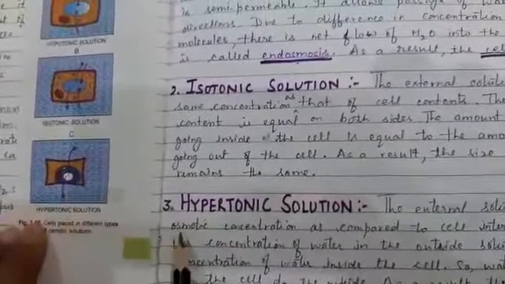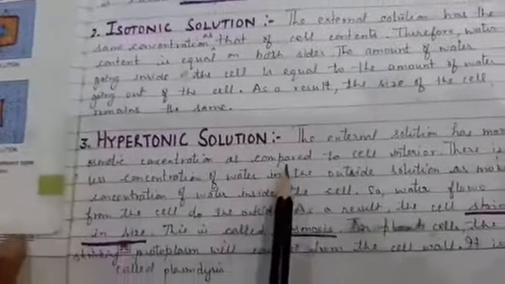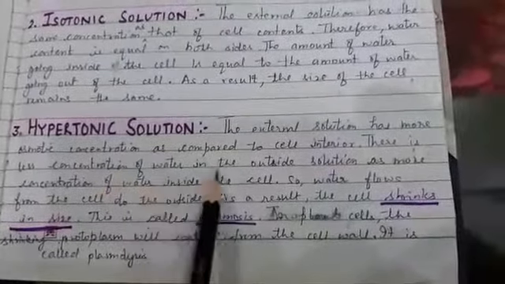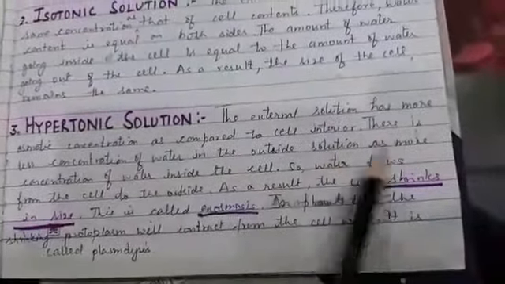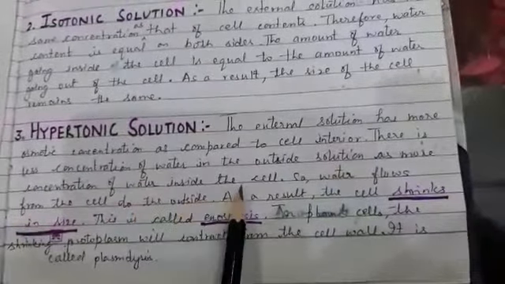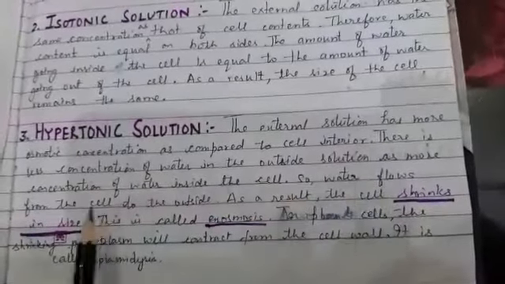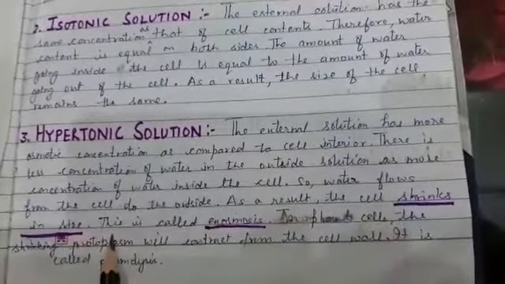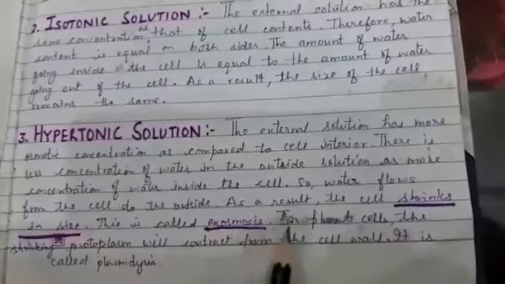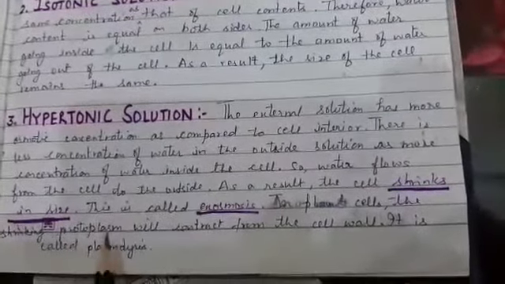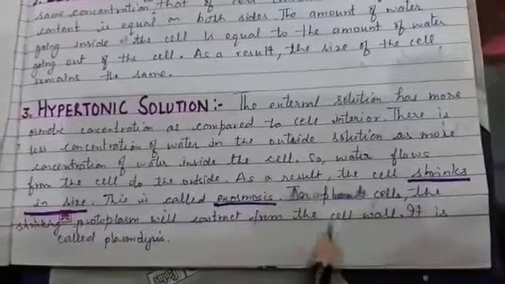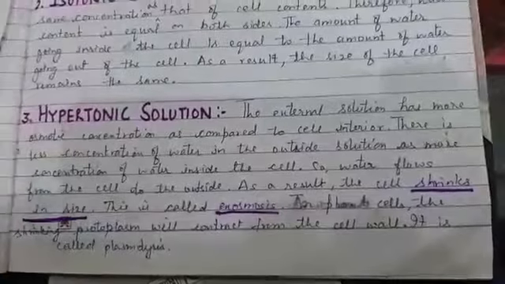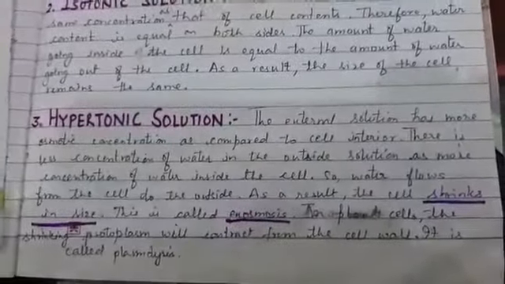The external solution has more osmotic concentration as compared to the cell interior. There is less concentration of water in the outside solution and more concentration of water inside the cell. So water flows from the cell to the outside. As a result, the cell shrinks in size. This is called exosmosis. In plant cells, the shrinking protoplasm will contract from the cell wall and it is called plasmolysis.